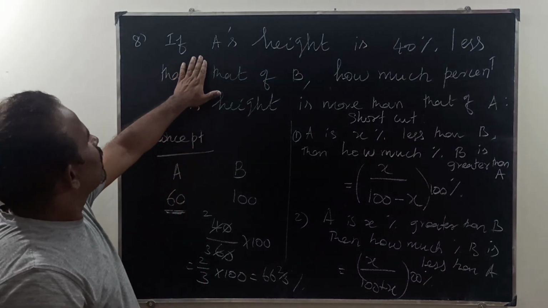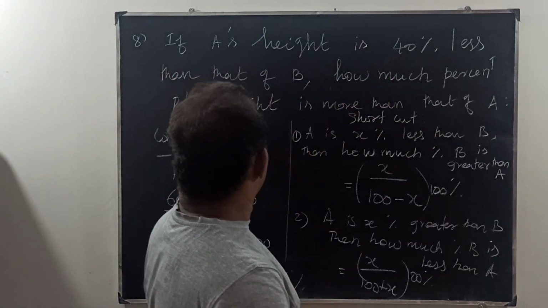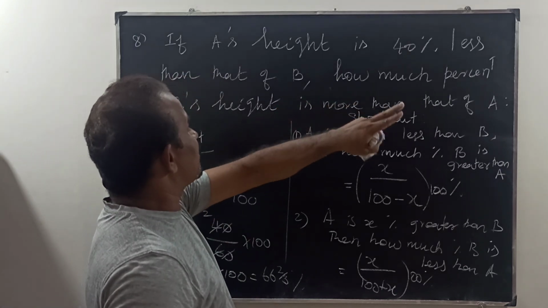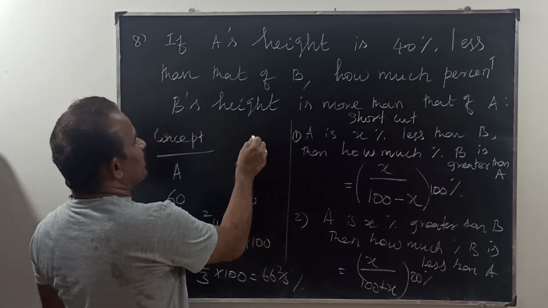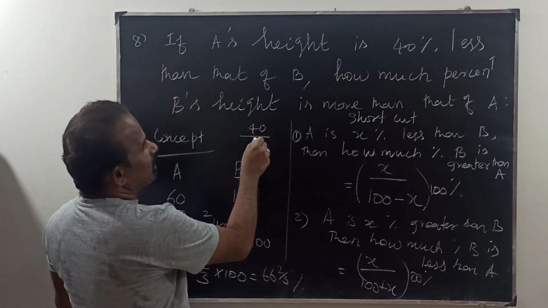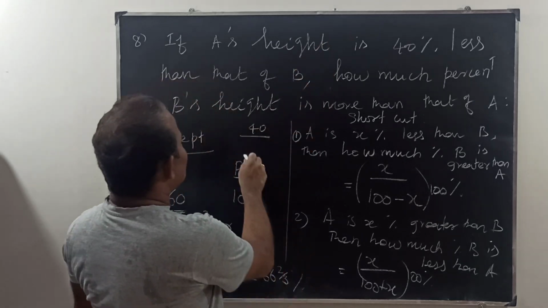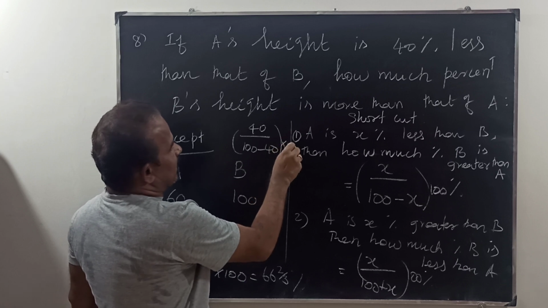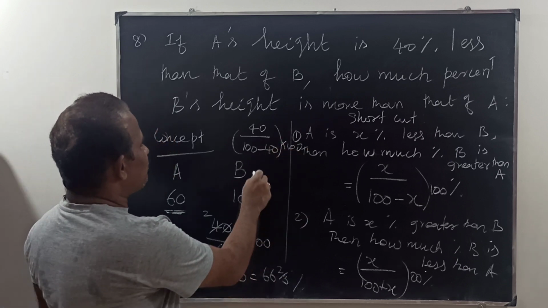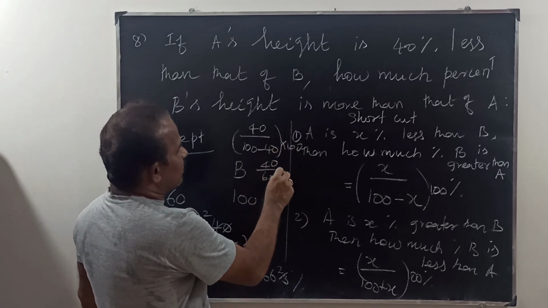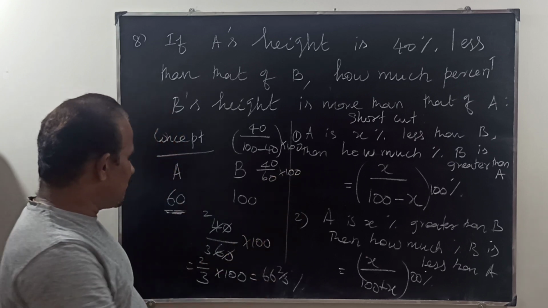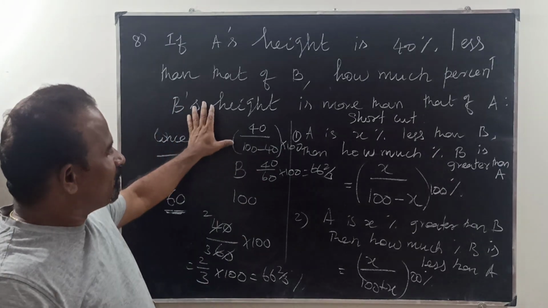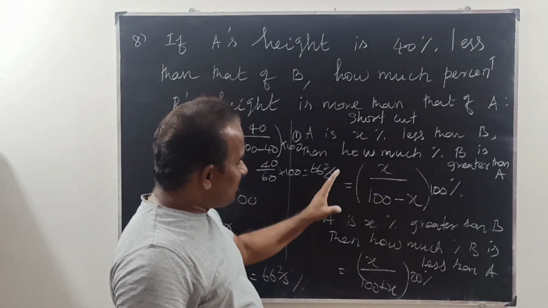So here A is 40 percentage less. How much percentage B is more than that of A? More than that of A means denominator should be 100 minus 40, into 100 percentage. Therefore 40 by 60 into 100 percentage, which is equal to 66 2 by 3. Very simple. So this is the logic.